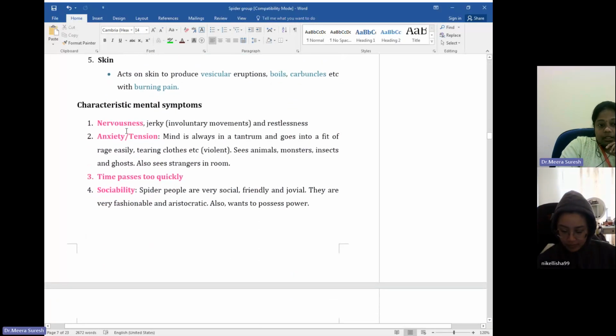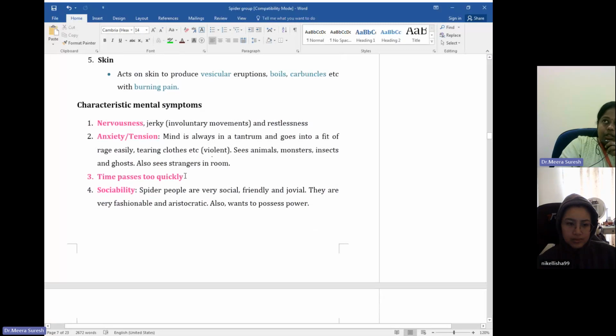Then the mental symptoms, nervousness, we told, anxiety and tension. In the anxiety, we can see that the mind always goes into a tantrum, and they become rage easily or become very angry, tearing clothes, violence, etc. They see animals, monsters, insects, and ghosts. Also see strangers in a room, because this remedy is very good for hysterical conditions. So whatever we learn about the belladonna, stramonium, hyoscyamus, they are also good for hysteria or the violent maniacal nature. So even that we can see in a spider group.